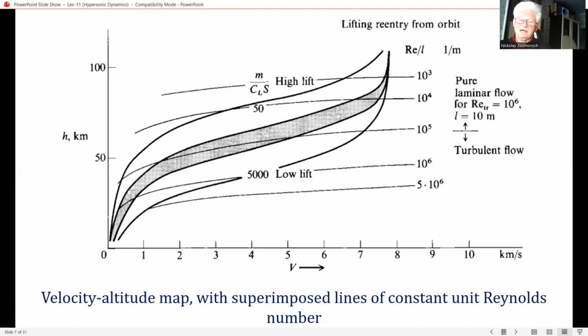Also note that a fully arbitrary transition Reynolds number of 10 to the power 6 is assumed, so that regions of fully laminar flow and of turbulent flow for a 10-meter long vehicle are identified on the right of this figure. The main thrust of this figure is to indicate that viscous effects are important in hypersonic flight.